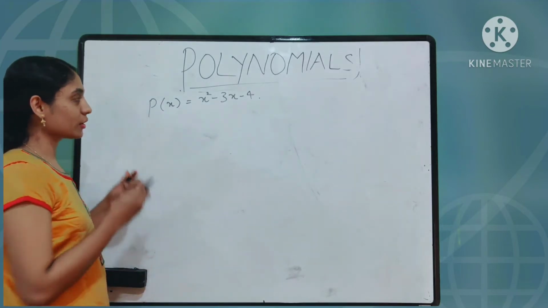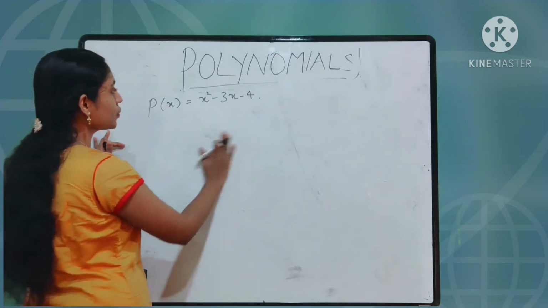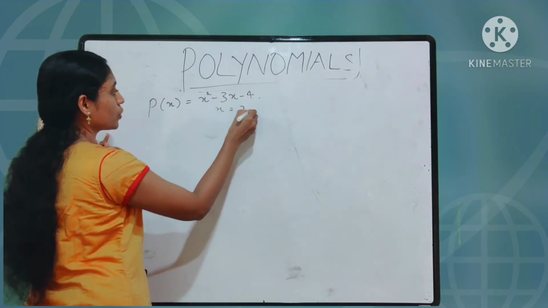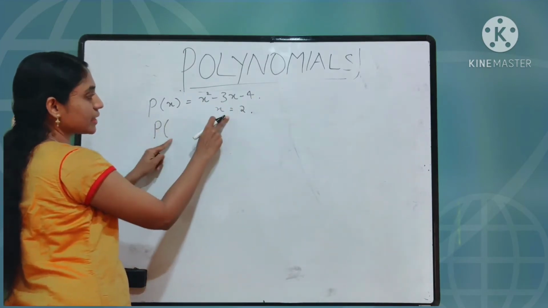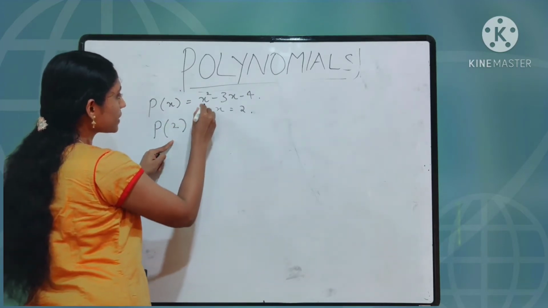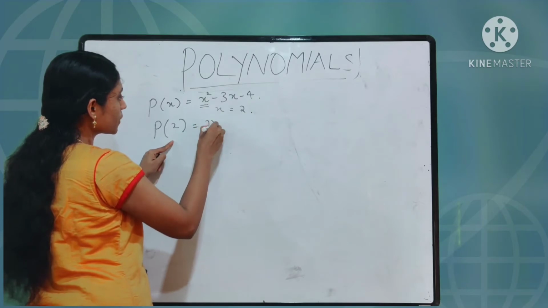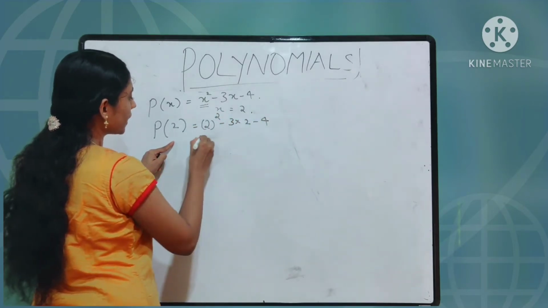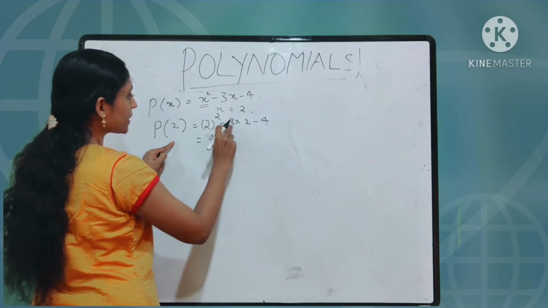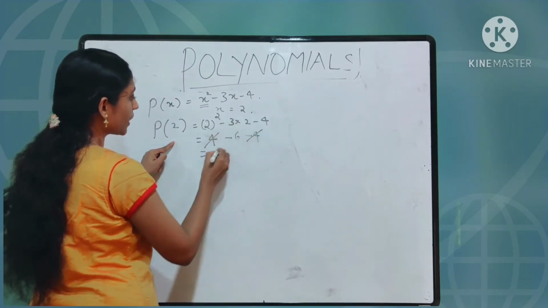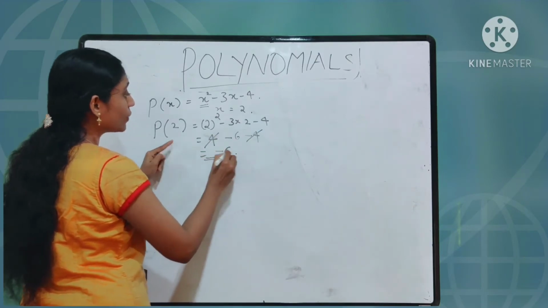Now friends, consider this polynomial p of x is equal to x square minus 3x minus 4. Here, for example, I am substituting x is equal to 2. So p of 2, because I am replacing x with 2, is equal to 2 square minus 3 into 2 minus 4. That is 2 square, it is 4, minus 3 into 2 it is 6, minus 4. This plus 4 minus 4 get cancelled. I got the value as minus 6.